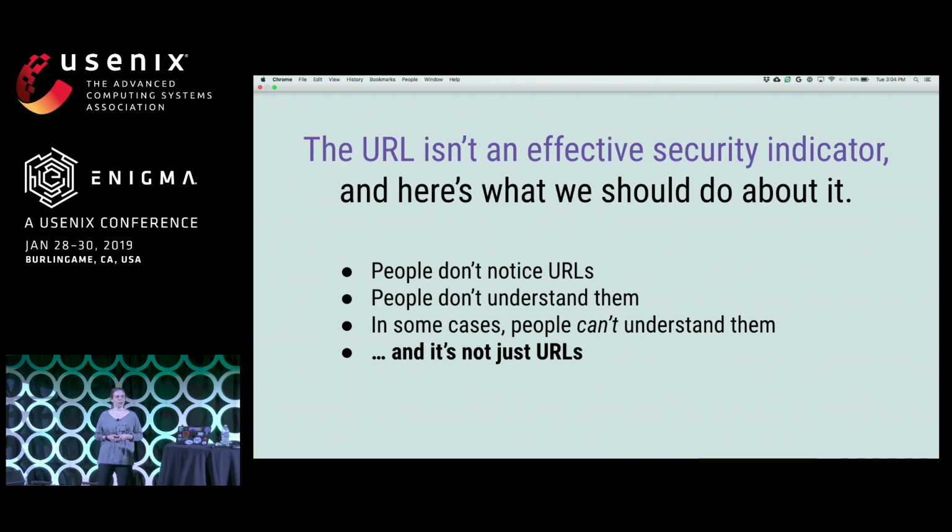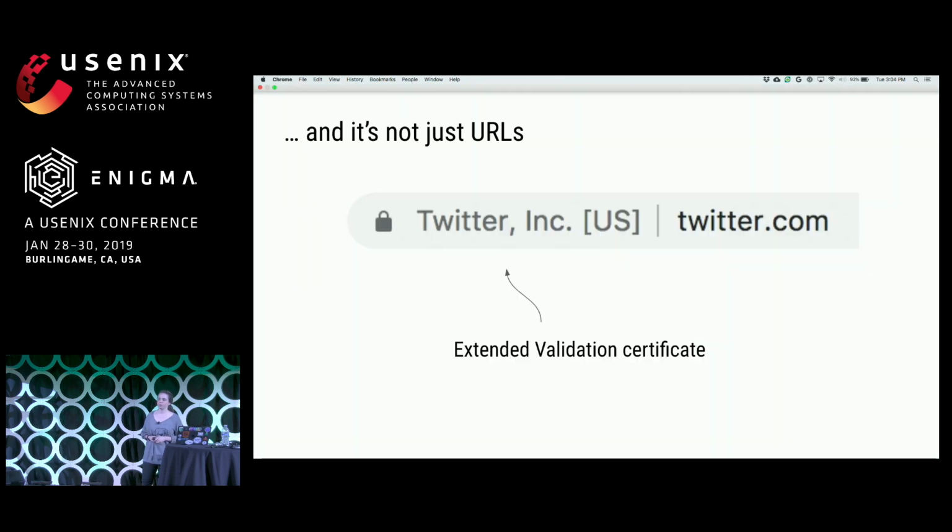As a minor detour, I want to point out that many of these problems I'm talking about with URLs are not actually specific to URLs. In fact, other indicators of website identity suffer from many of the same issues. As an example, consider extended validation certificates, or EV certificates. These are a special type of HTTPS certificate in which the domain owner undergoes some extra validation to tie their public key to a legal entity. And then browsers display this legal entity name in the URL bar. So this is supposed to help users understand the identity of the website that they're visiting.